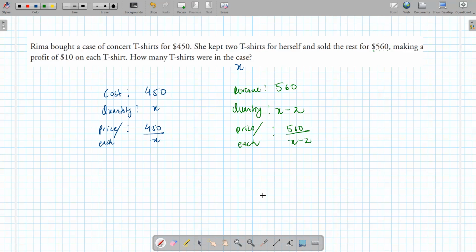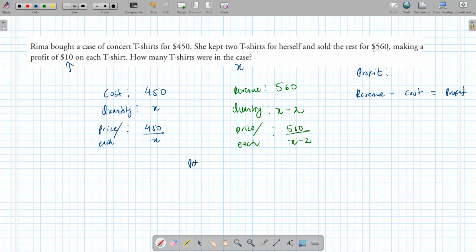So we have our cost data, we have our revenue data. Remember, profit is going to be revenue minus cost. Whatever you earn minus whatever you spend. That's going to be your profit. What's our profit per t-shirt? It's 10, yeah? It says up there, the profit is 10 on each t-shirt. So you just use this equation here.